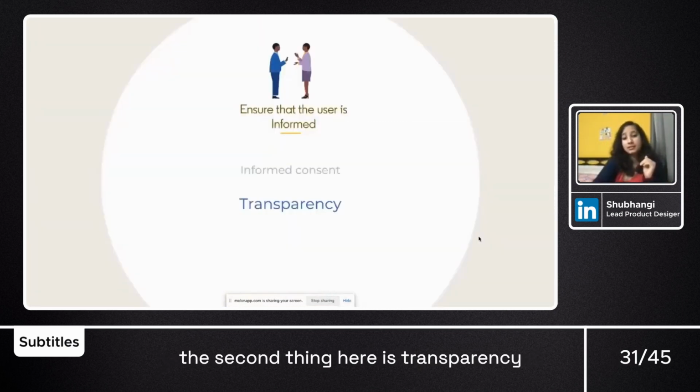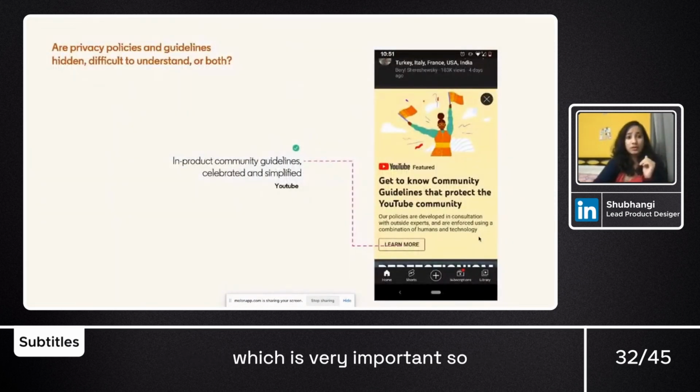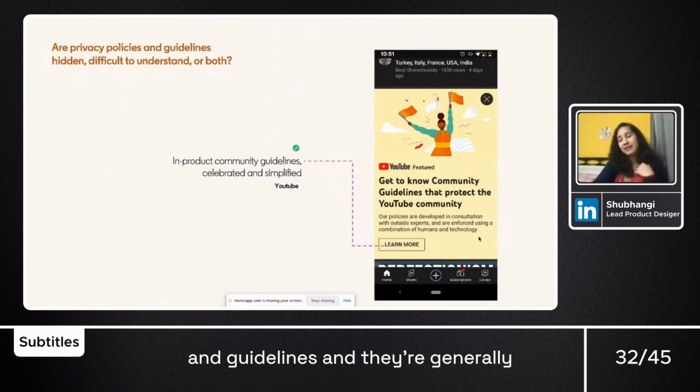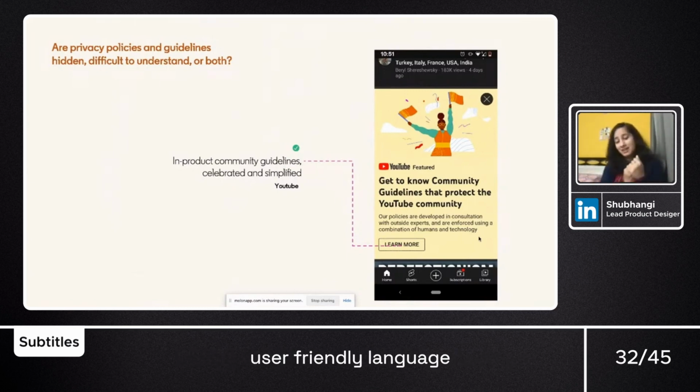So it tells you exactly what you need to know and what your action of request to book will entail. The second thing here is transparency, which is very important. Every app, every website, every service or product has privacy policies and guidelines, and they're generally hidden away in the website somewhere. They're difficult to understand, not in user-friendly language.